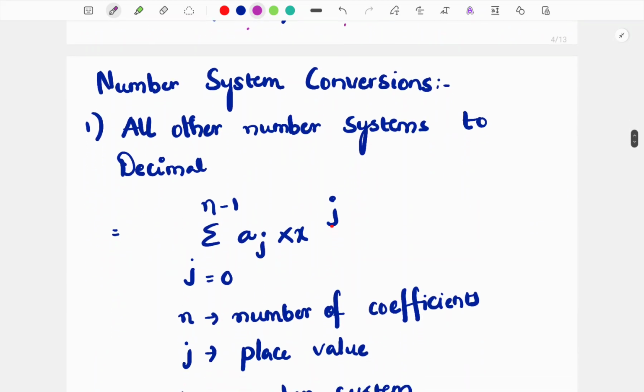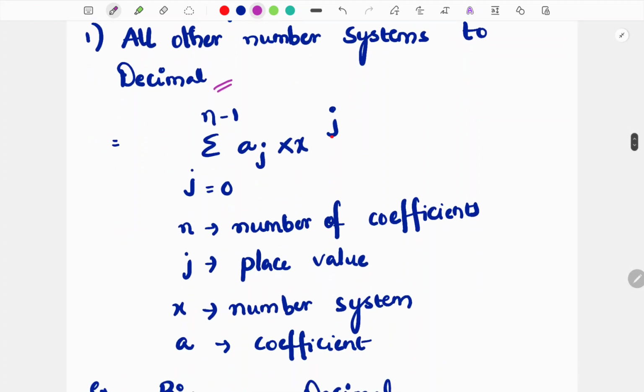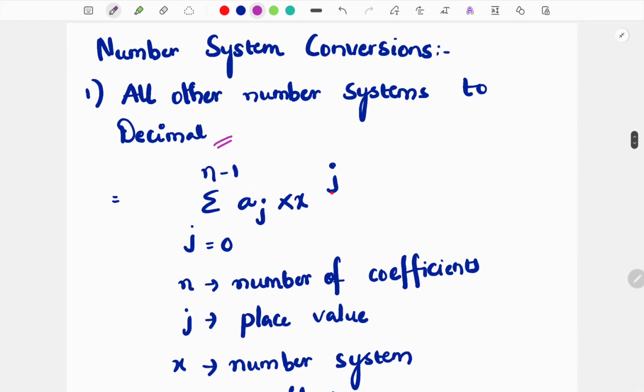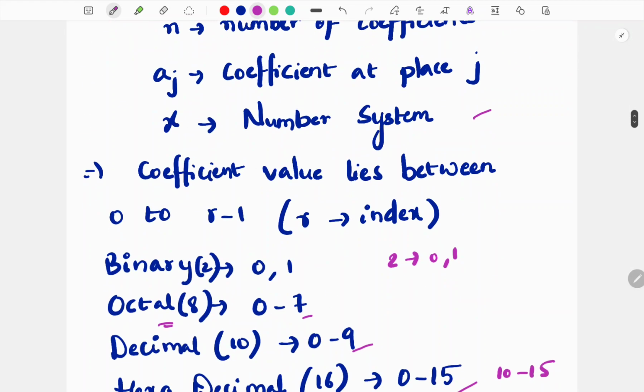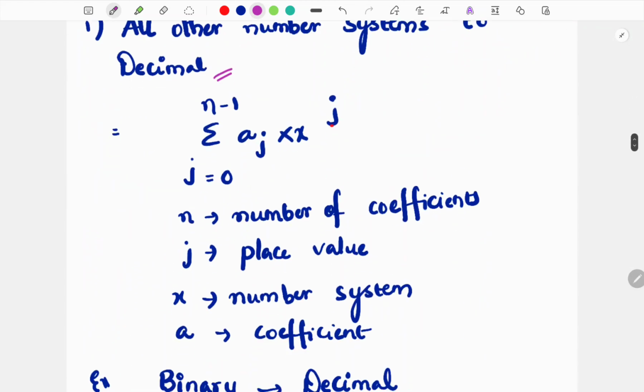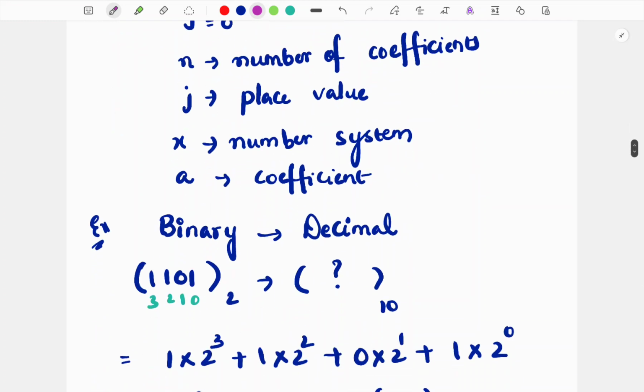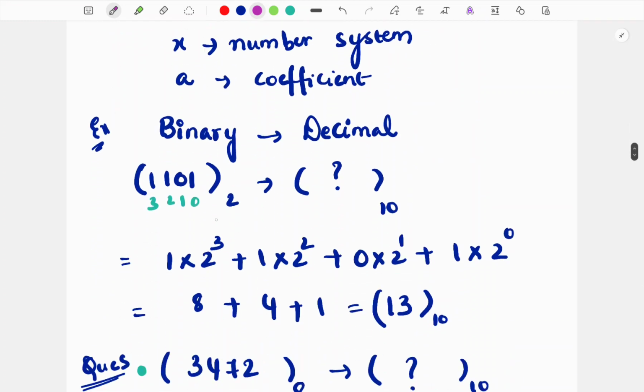So we'll understand the conversions now: how to convert a number in one number system to another number system. Initially, we'll understand the conversion of all other number systems to decimal. It is a similar way that I mentioned before. We need to multiply the coefficient with the base to the power of that place. For example, consider 1101 base 2 to decimal base 10. We need to convert this number into a decimal number system.